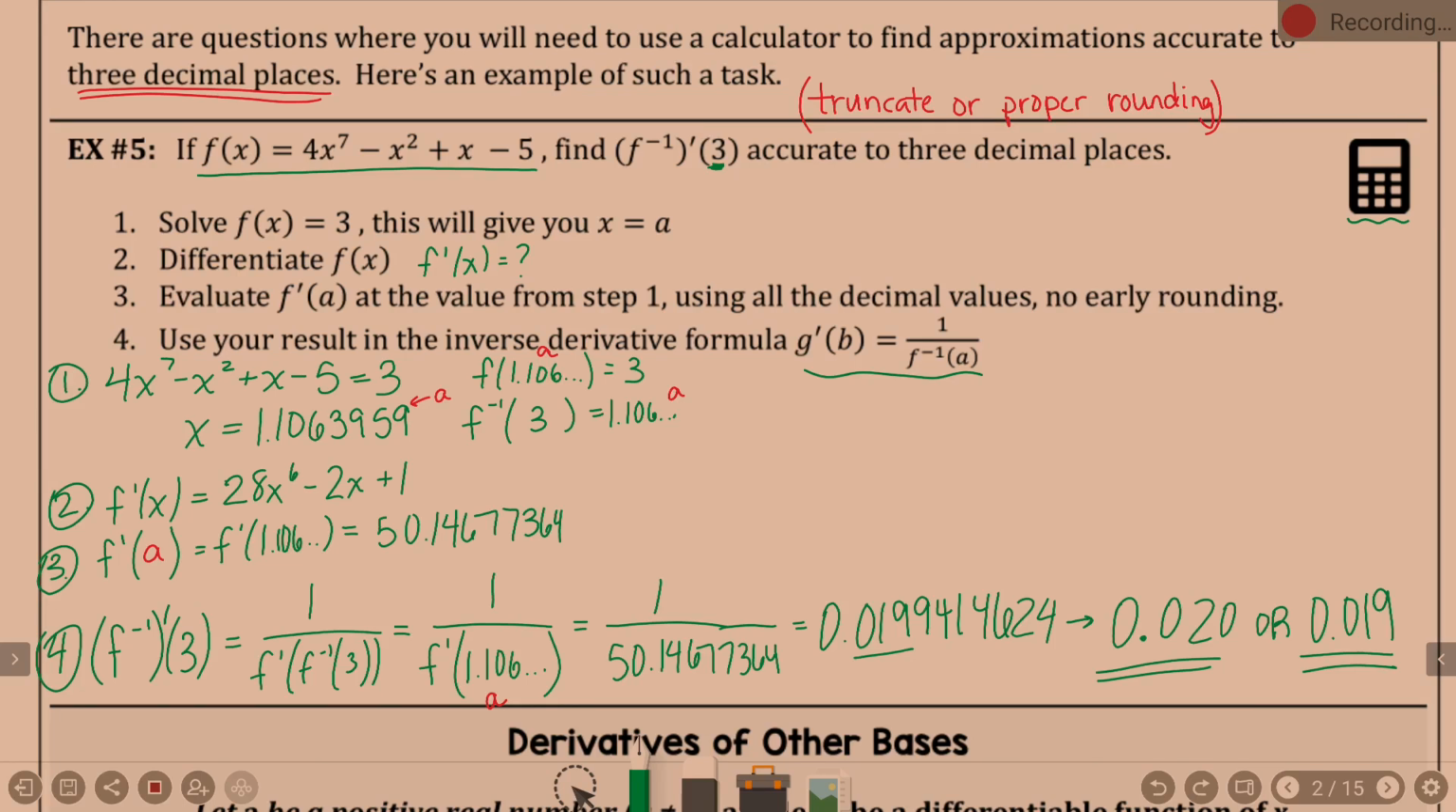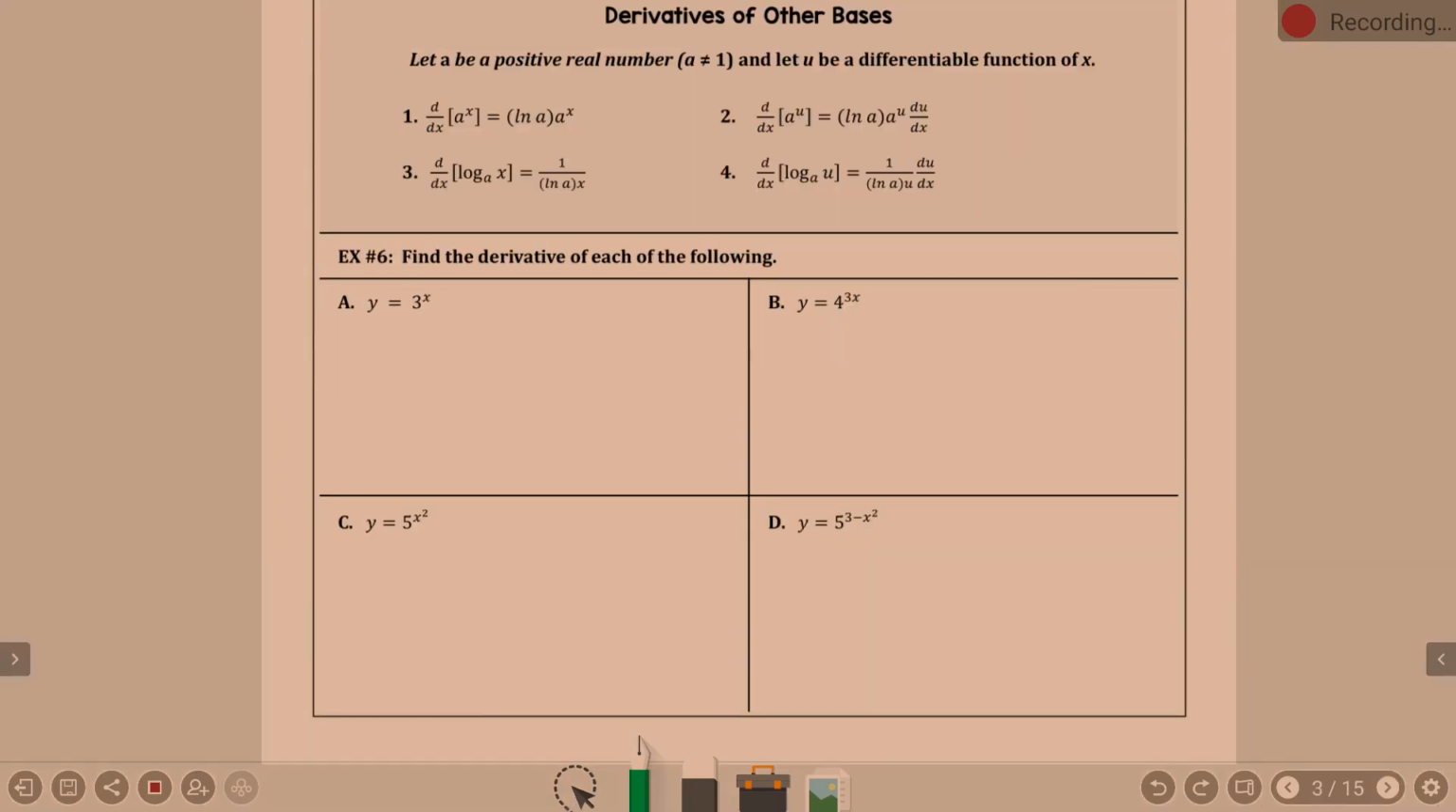Okay. Turn in this lesson, derivatives of a few other bases. These are a few other derivative rules you've got to know. I'll be honest, they're the ones you use the least. They're ones that every year I have to relearn.